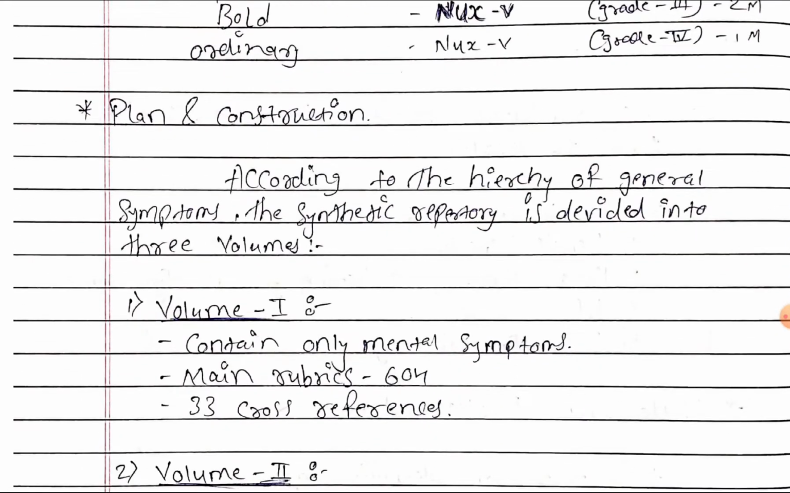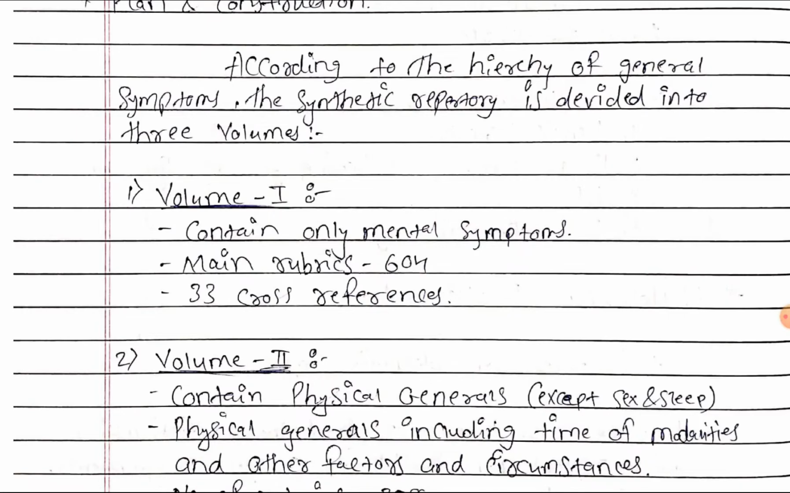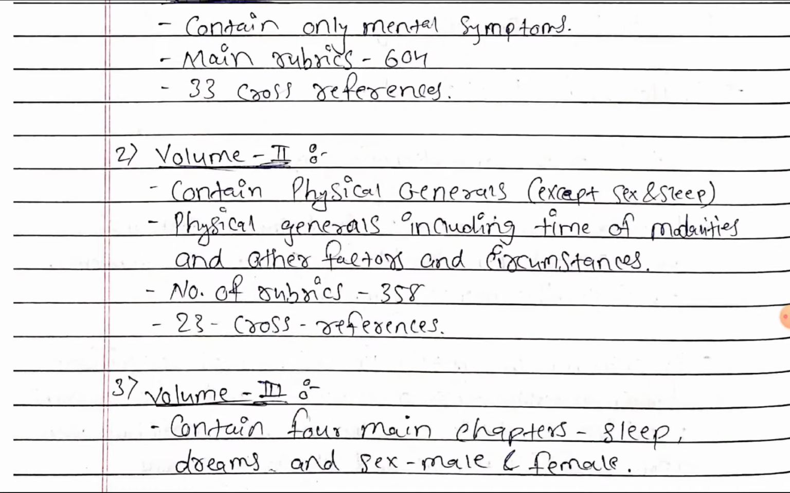The plan and construction. According to the hierarchy of general symptoms, the synthetic repertory is divided into 3 volumes. Volume 1 contains only mental symptoms. The main rubrics are 604 and 33 cross references. Volume 2 contains physical generals except sex and sleep. Physical generals including time of modalities and other factors and circumstances. Number of rubrics 538 and the 23 cross references are available.